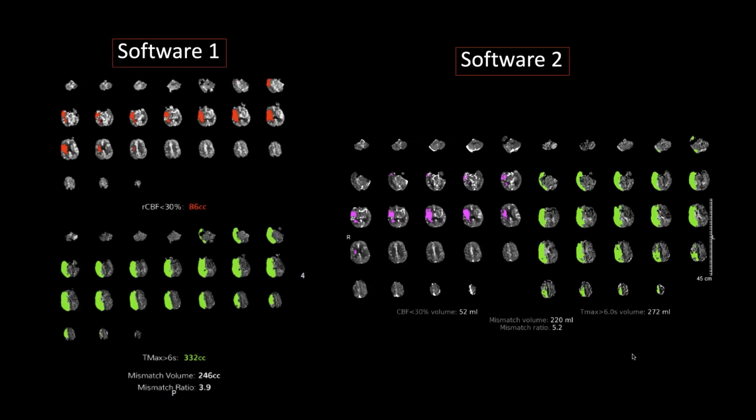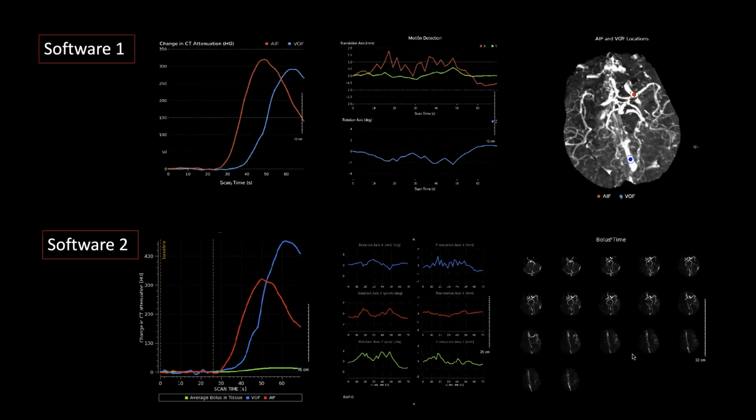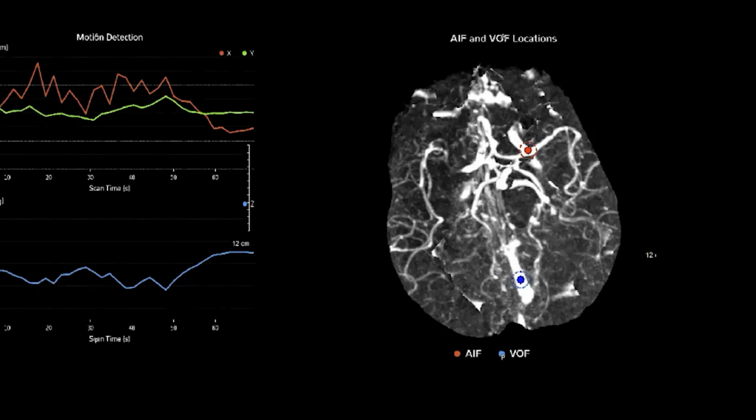Here is another example where you have software 1 giving you 86 cc's of core, software 2 is giving me 52 ml. And again, before you make this decision, remember what we said: you have to check your technique. I can see over here, both softwares are correctly showing me that there is a truncated time density curve. I've got a baseline, I've got an upslope, but it never goes down into a downslope. There is also motion. And then, of course, your arterial input.